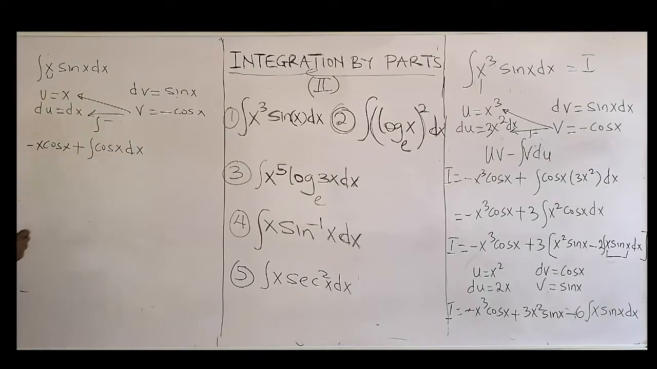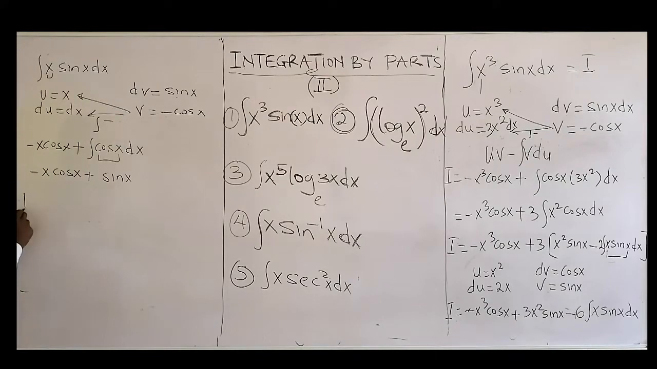So this will give us, for this integral, minus x cos x, and then plus the integral of cos x, that's sin x. So we can go back to where we started from.